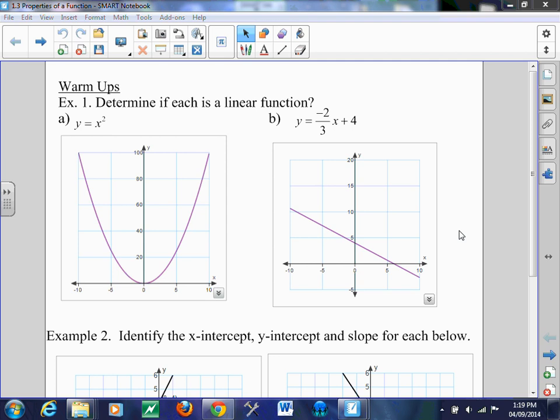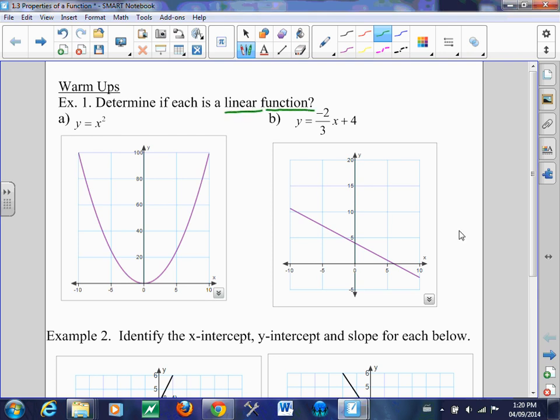So last video we took a look at describing how we take a relation and how it becomes a function. It needs to pass the vertical line test if you've got a graph, or each x has only one y. So let's take a look at the warm-ups here and apply that information towards it. Number 1 says determine if each is a linear function. So that's two parts, linear and function.